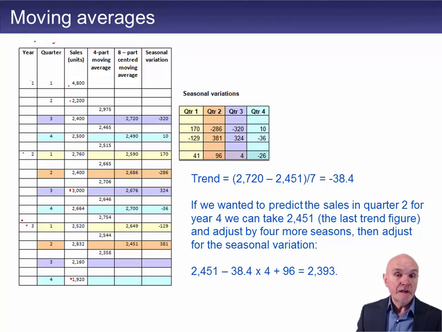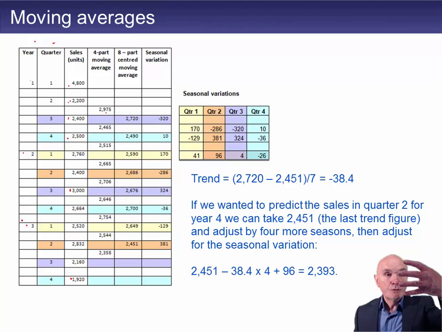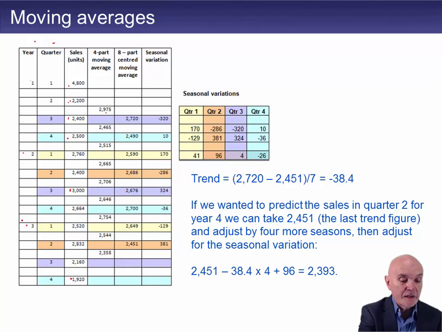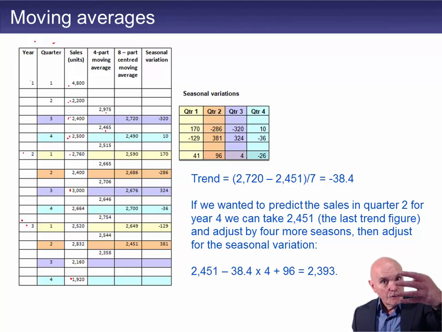So the first step in this, if we think there are 4 seasons, is to take what's called a 4-part moving average. So here we have season 1, season 2, season 3, season 4. And we average those out and we get this here, 2975. And then what you do is you move down 1 season. So we then take season 2, season 3, season 4 and season 1 and we average them out and we get that figure. And we do it again, each time moving down 1 season.